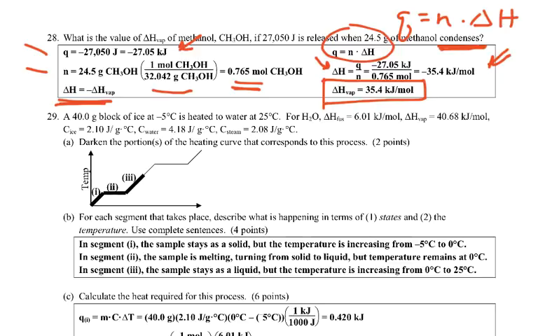Number 29. It says here we have a block of ice at negative 5 degrees, and it's heated to water at 25.